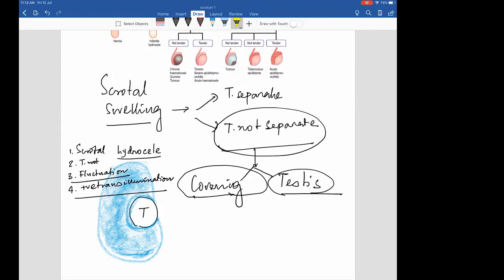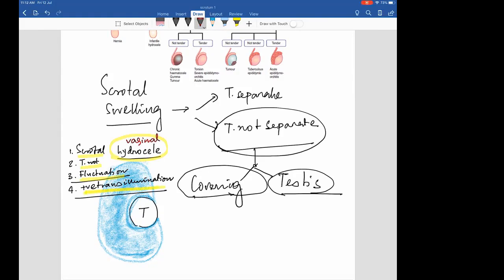So what are the important things? Scrotal swelling, testes not separately palpable, fluctuant, usually with a positive transillumination. So what are they called? They are called hydroceles. And what variant of hydroceles? They are called vaginal hydroceles.